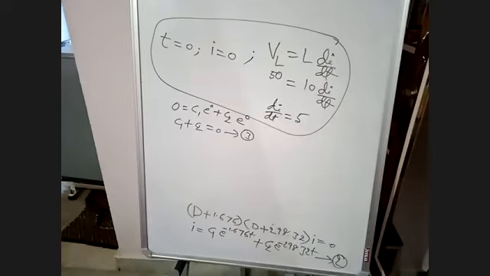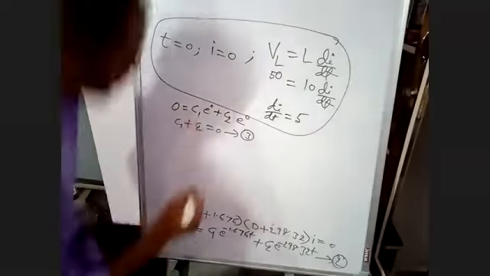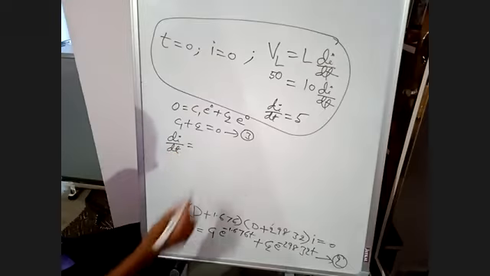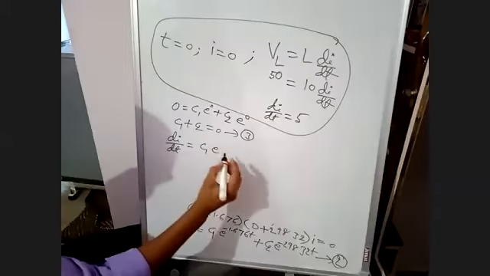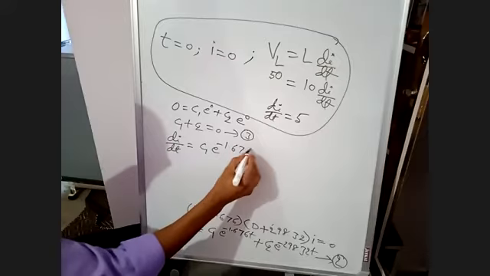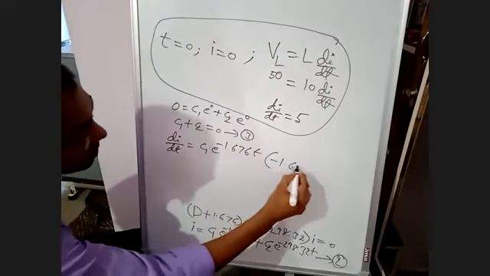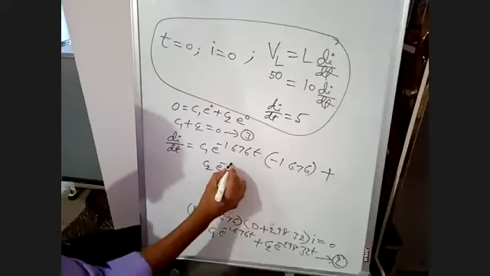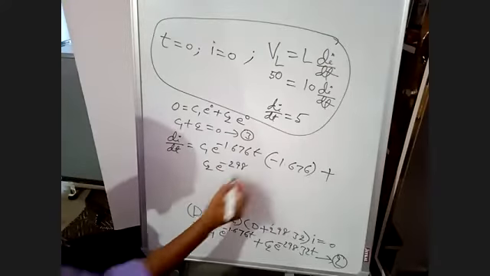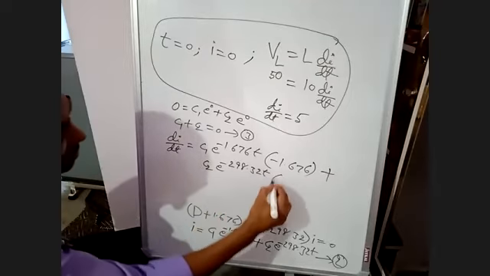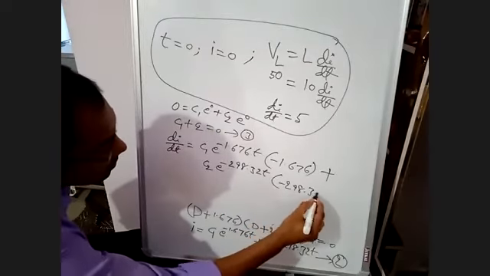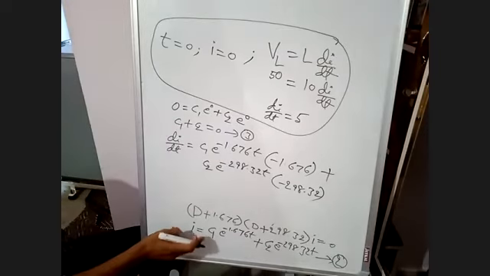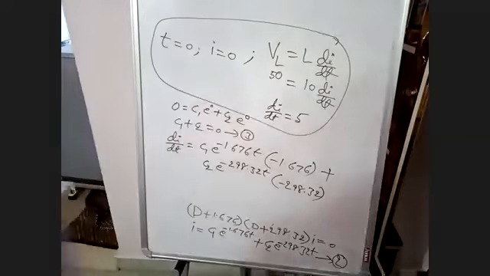Now see, for equation 2, I am taking di by dt, because I know the value of di by dt. That is c1 into e power minus... I am taking the derivative of equation 2.